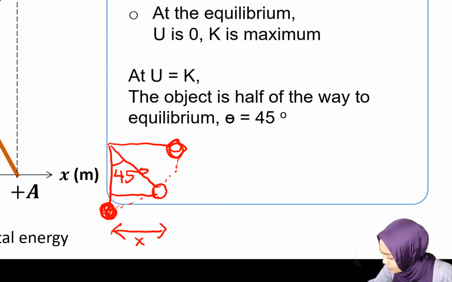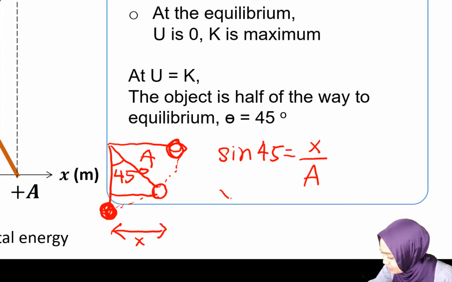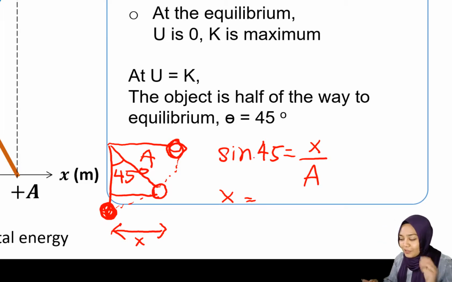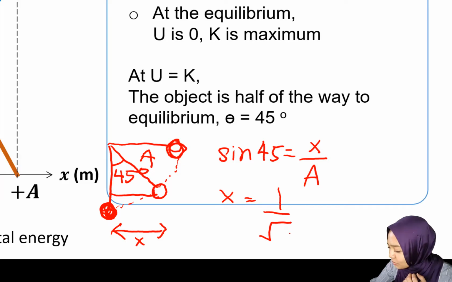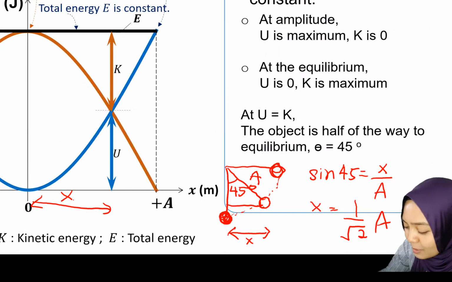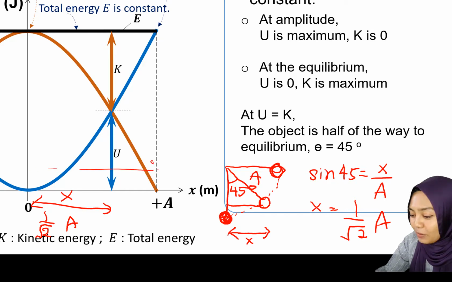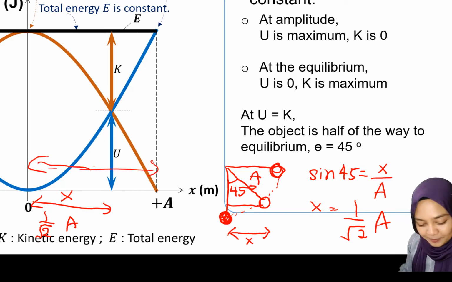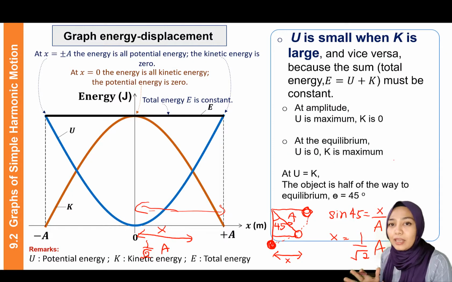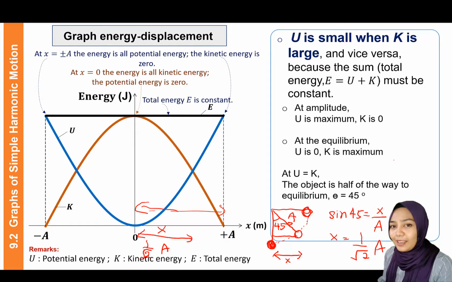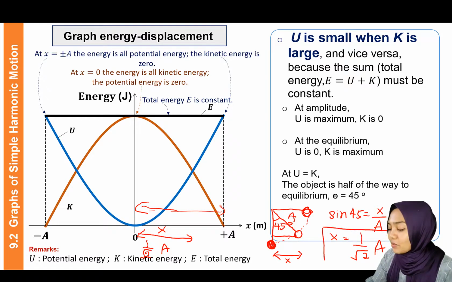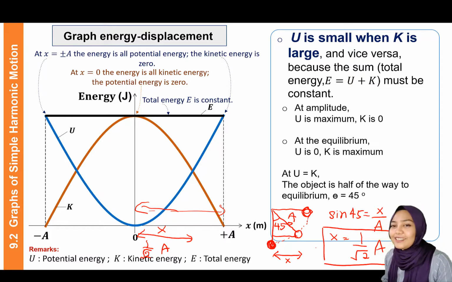So what can we do with it? This is actually the amplitude, right? And this is the x, so this is actually sine. So sine 45 degrees equals x over amplitude. So x equals, now sine 45, we can do the calculation for that. We're going to end up with 1 over root 2 times the amplitude. So this displacement is 1 over root 2 of the whole amplitude. So for the potential energy that equals the kinetic energy, the displacement is x equals 1 over root 2 times the amplitude. So that's all for this video.